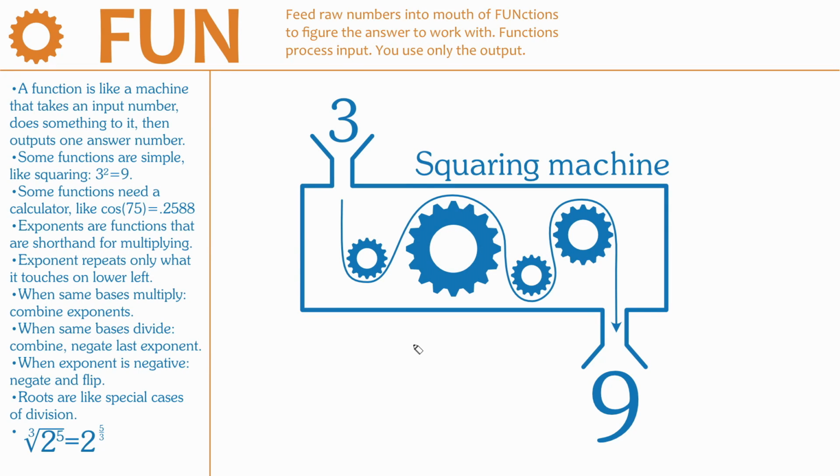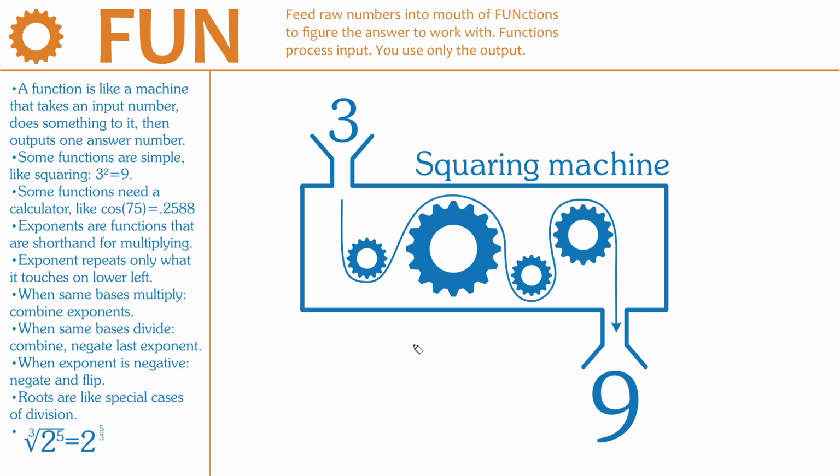Feed raw numbers into the mouth of functions to figure out the answer to work with. Functions process input. You use only the output. So basically, what is a function? It's a machine. It takes an input number. Here, for example, we're going to put 3 into the squaring machine, and out comes 3 squared. 3 times 3, 9.